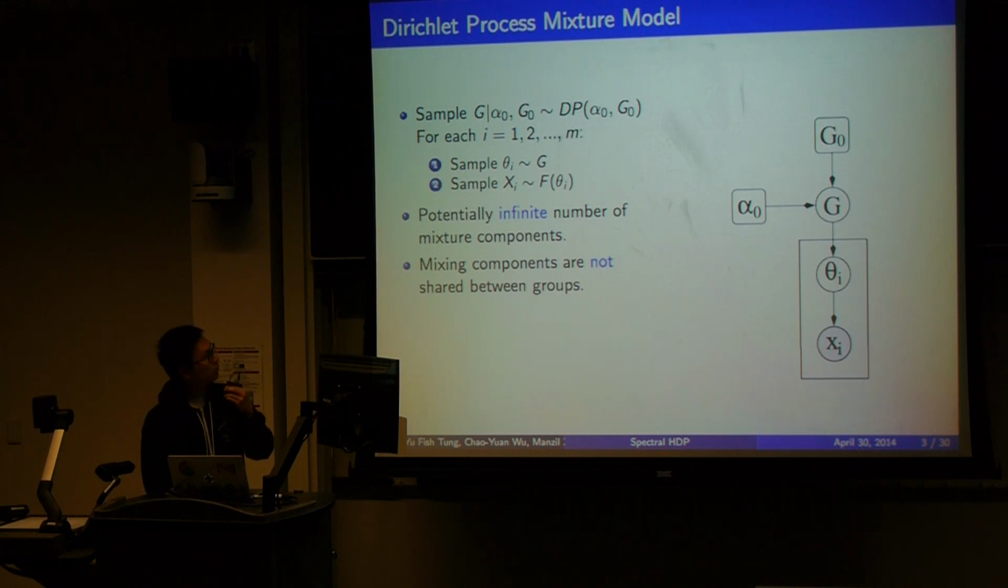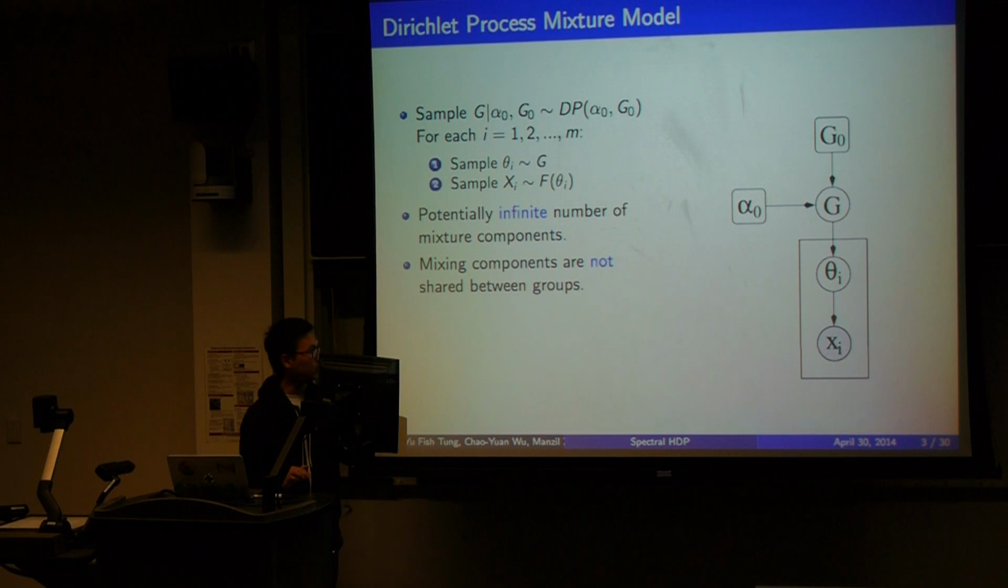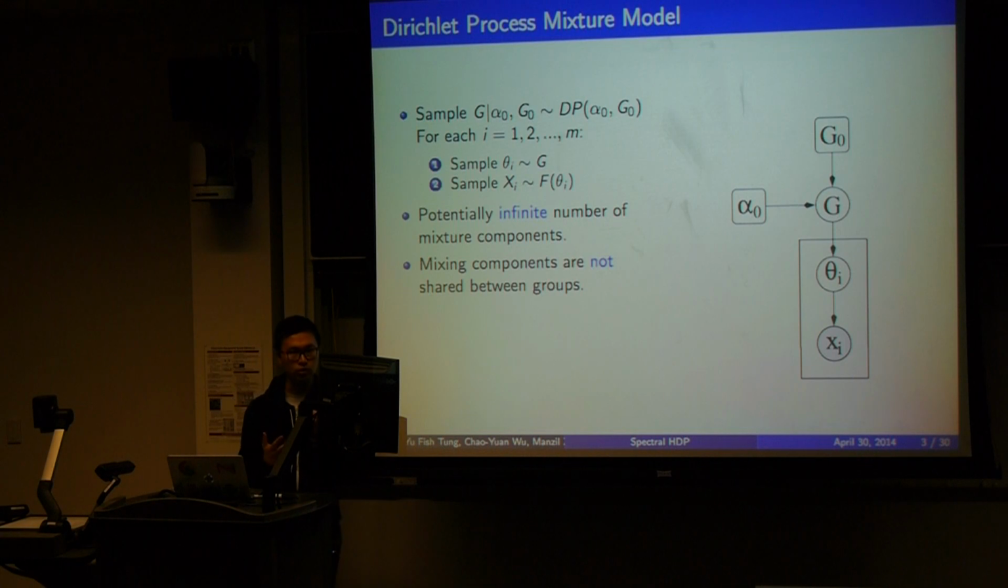In DP mixture models, it's an infinite model, where G is sampled from the Dirichlet process with alpha 0 and G0. Then for each data point, we have a parameter theta i sampled from G, and use this theta i to generate some data X. However, in this infinite model, the mixing components are not shared because G0 is continuous. In many applications like topic modeling, we usually want the mixing components to be shared across groups.